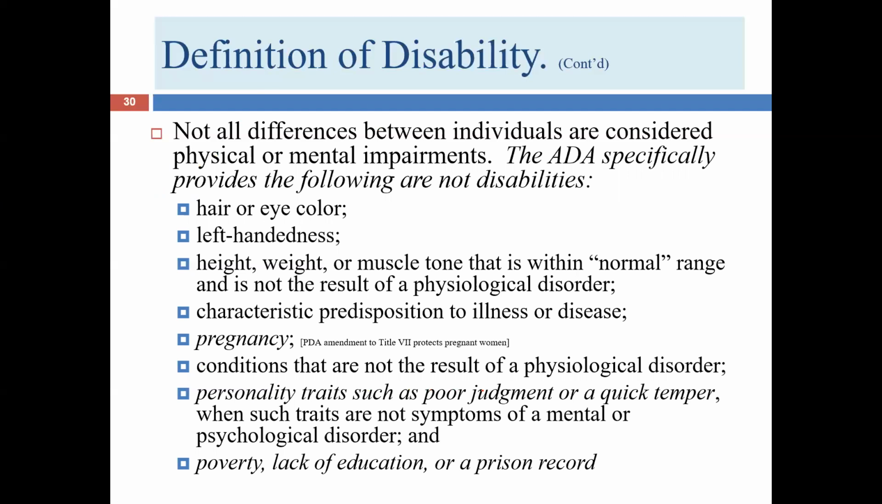Personality traits such as poor judgment or quick temper. Now, where the line is between having poor judgment and having a psychiatric condition, or having a quick temper and having a psychiatric condition, can be a very tricky thing to evaluate. The way I phrase this, I make it sound like it's the easiest thing in the world to tell where one ends and the other begins, but of course that's not the case at all.